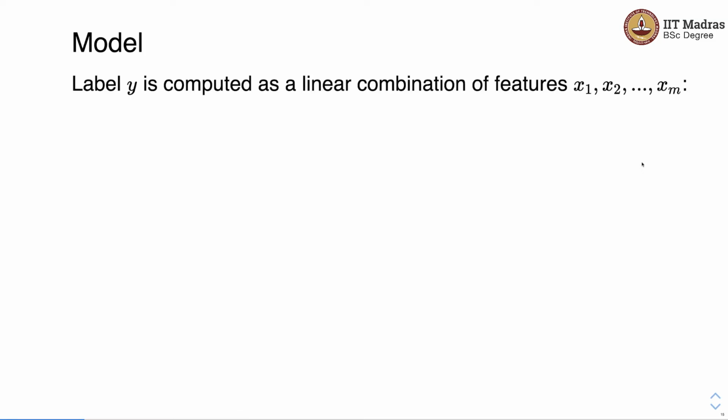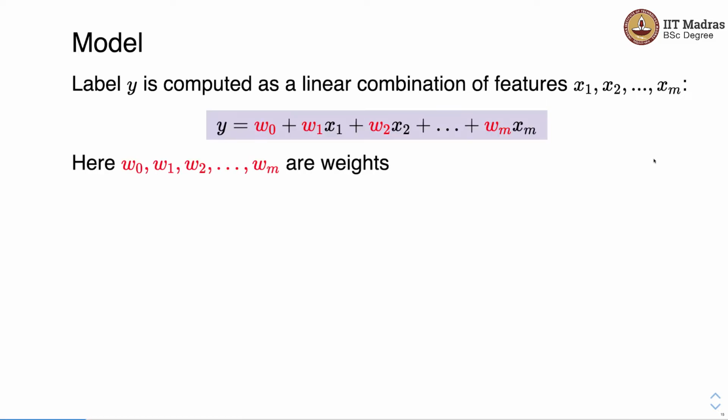As you know, linear regression computes the label y as a linear combination of features. And there are m features in general, x1, x2 all the way up to xm. So the label y as a linear combination can be written mathematically as y is equal to w0 plus w1 x1 plus w2 x2 all the way up to wm xm. Here w0, w1, w2 all the way up to wm are called weights.